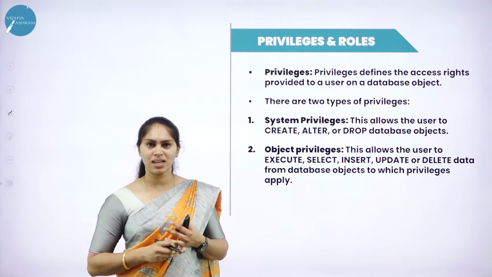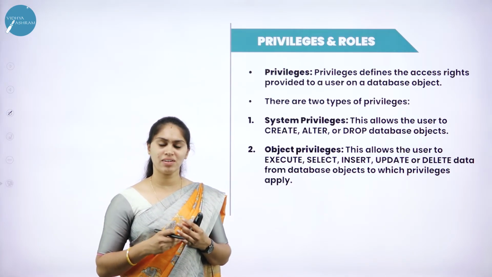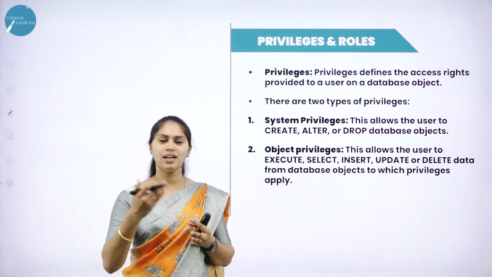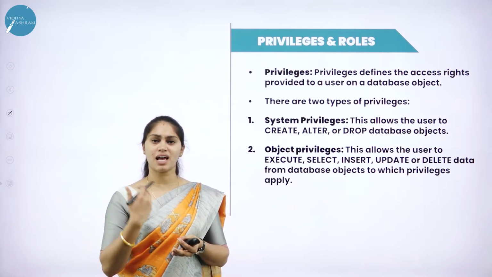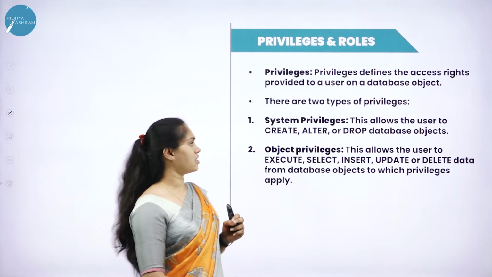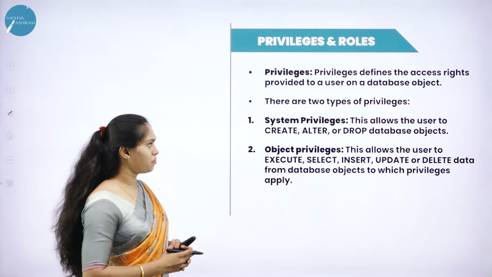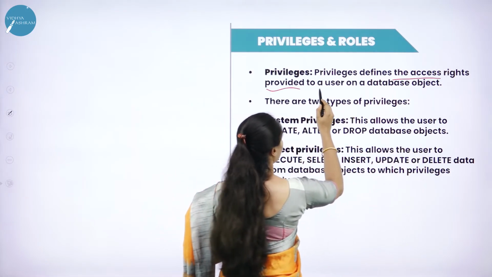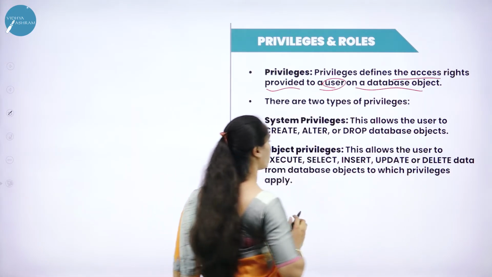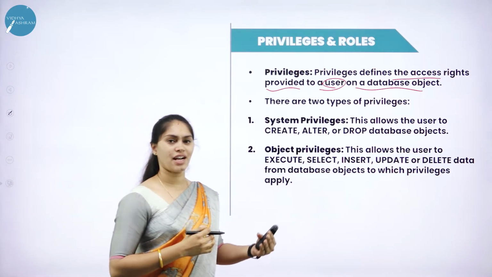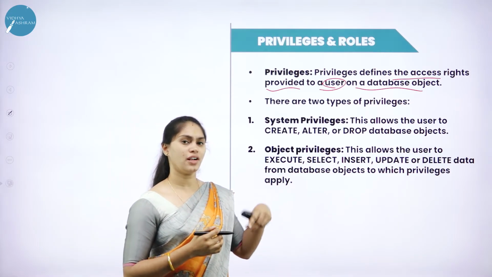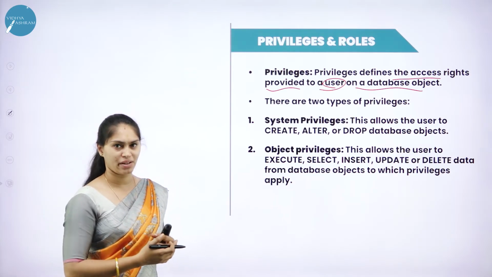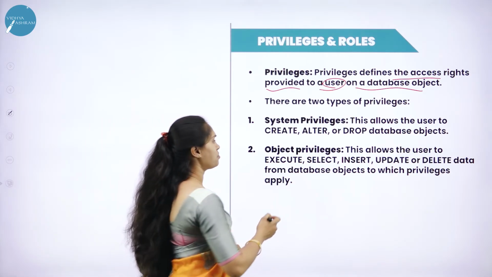Okay, so am I giving permission only to read? Am I giving permission to read and write? And if I'm giving read, write, execute, all the privileges, what am I giving? That you have to understand here. When it comes to privileges, that defines the access rights provided to the user on the database object. So the access right we are giving to the user in order to access the objects of a database will be considered as what? Privilege. Then there are two types of privileges.